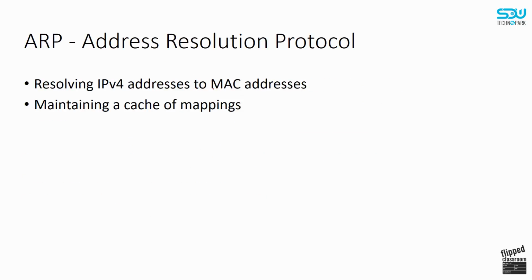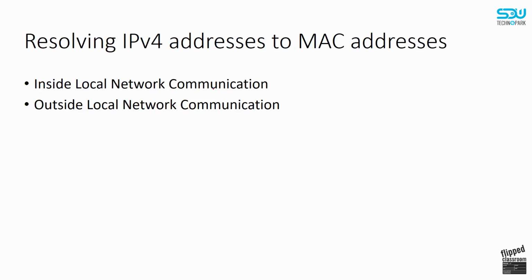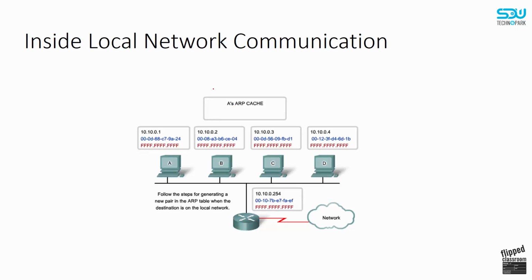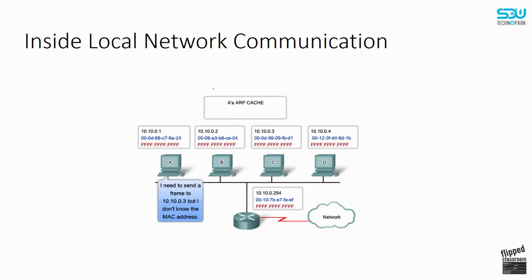Alright, also we have a protocol in Ethernet, which is called the Address Resolution Protocol, which helps our devices to find MAC addresses by using IP version 4 addresses. And we have two types of communication where ARP is used: inside local network communication and outside local network communication. Let's first take a look at inside local network communication where ARP is used. So let's take a look at this scenario.